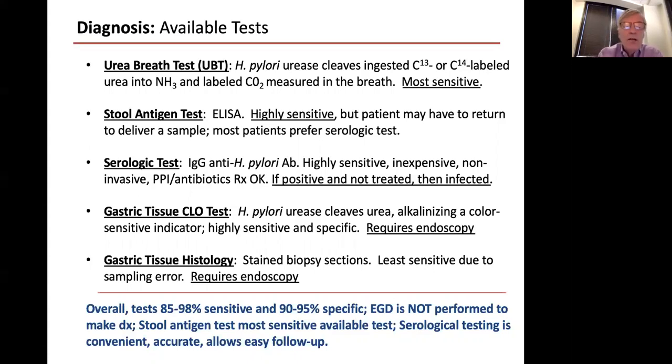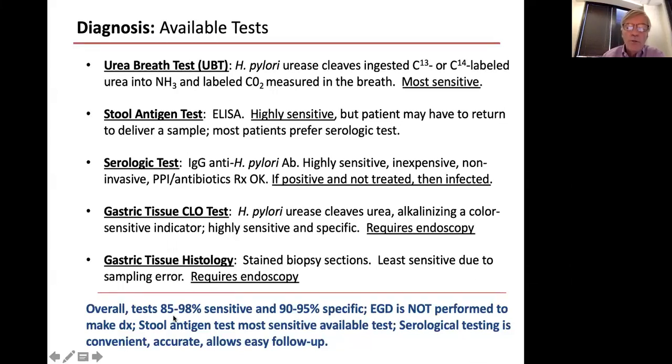And also H. pylori tissue histology is, when you see H. pylori, it's virtually 100% sensitive. I mean, the problem, of course, is that it's probably the least sensitive test due to sampling error. The person doing the biopsy could simply miss the area in which H. pylori is present. And it also, like the CLO test, requires endoscopy.